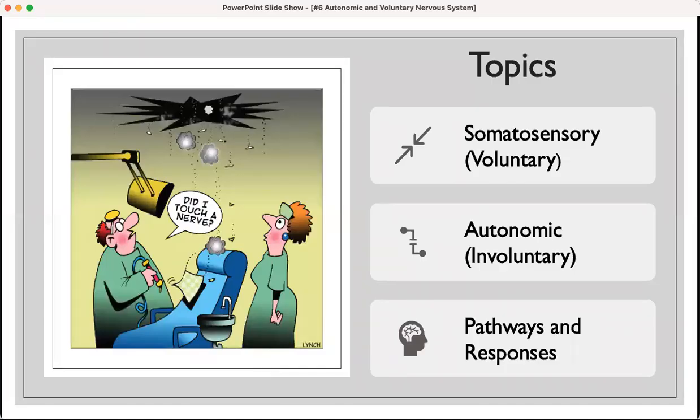The topics we're going to cover are the somatosensory, the voluntary nervous system, the autonomic nervous system, which is involuntary, and go through the pathways and responses.